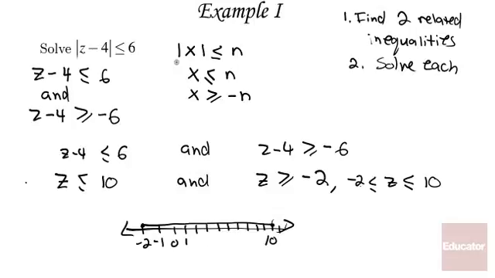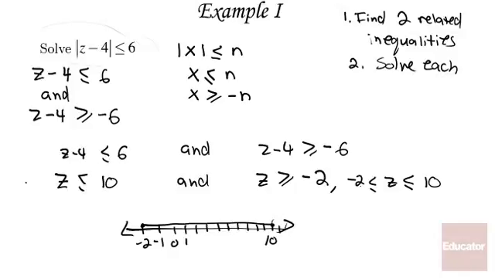In this example, I recognized that I had the form, the absolute value of an expression is less than or equal to n. And this works for a strict inequality when you don't have the equal to here. Same idea. Then I found my two related inequalities. Then I solved each, and I have a solution set that satisfies this inequality with an absolute value.